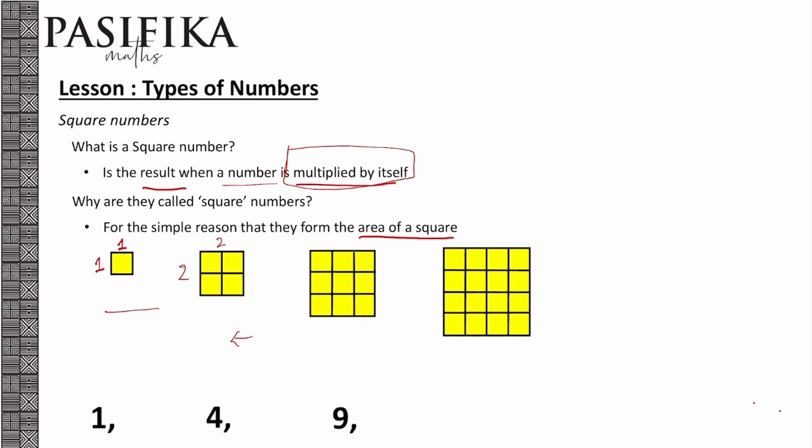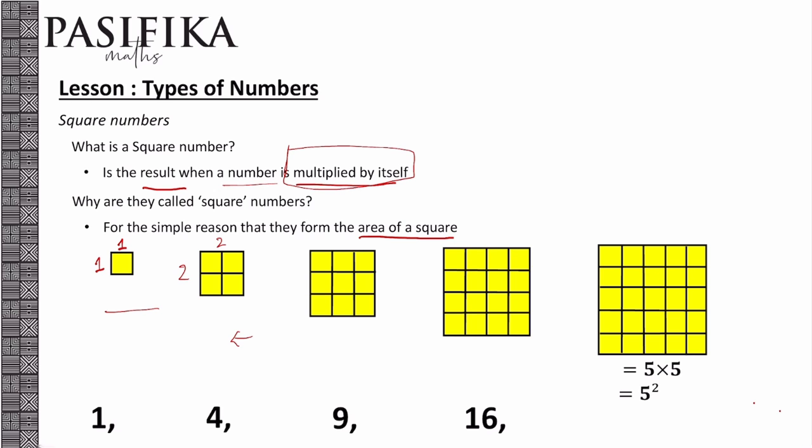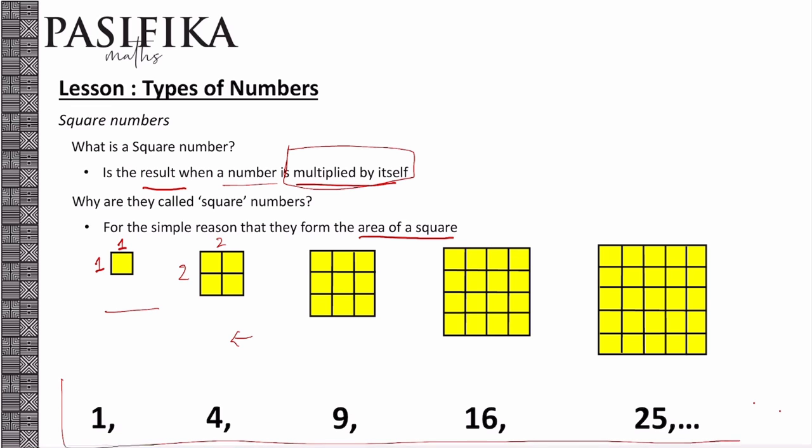What about that one? Why don't you pause the video and give that a go? If you said 4 times 4, or wrote down 4 squared, and then wrote down the answer of 16, you are correct. And then 5 times 5, or 5 squared, which is equal to 25. And that is it. Now just keep in mind that the square numbers are actually all of these. All right, so 1, 4, 9, 16, 25 are the first 5 square numbers.